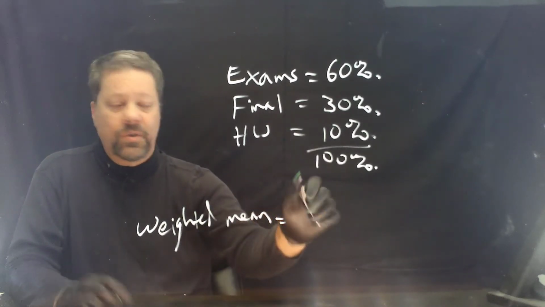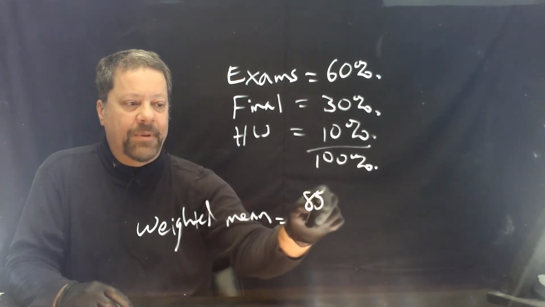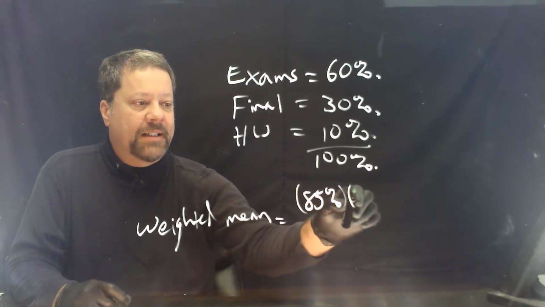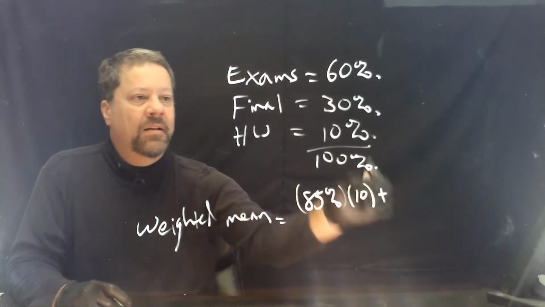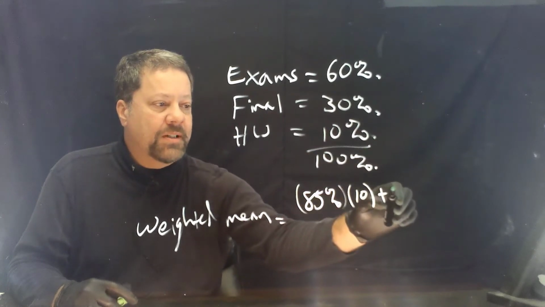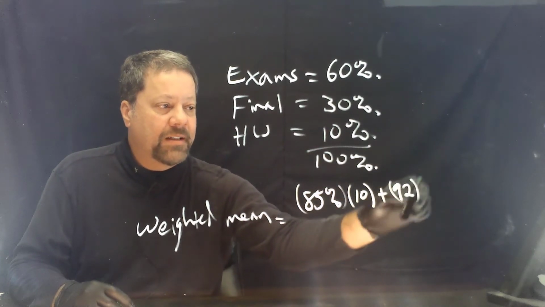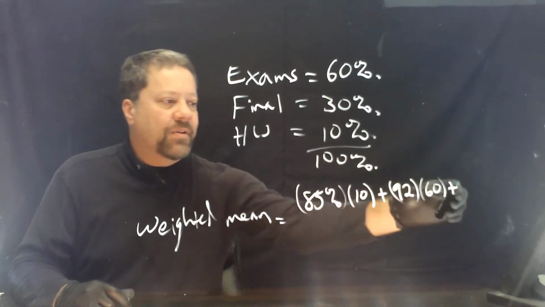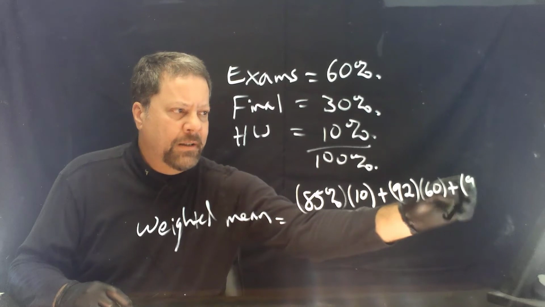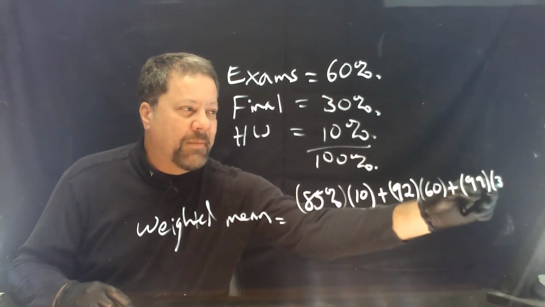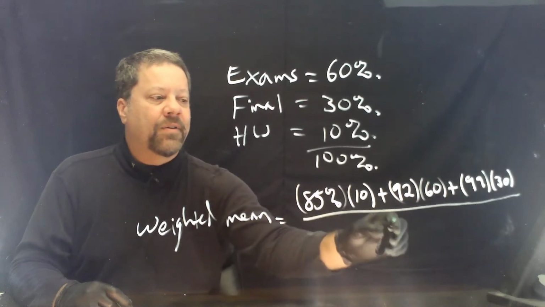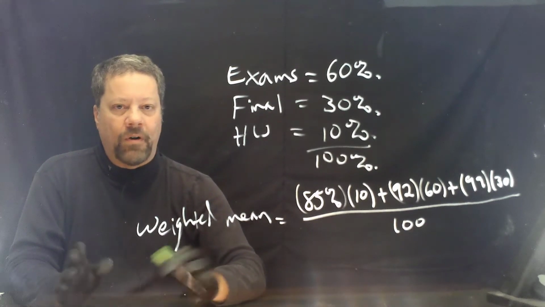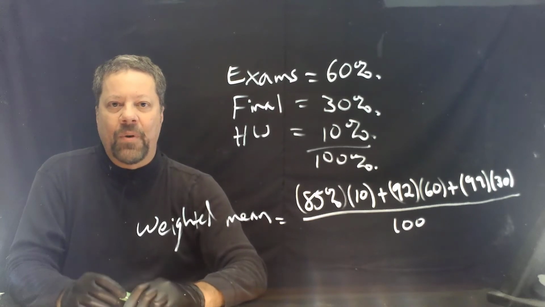I'll take your homework score. Let's suppose your homework score is 85%. I'll multiply that by 10. Your exam scores, let's suppose your exam scores are 92%, and I'll multiply that by 60. Your final score, let's suppose you get 99% on that. I'll multiply that by 30, and I'll divide the whole thing by 100, and that will give me your final overall weighted average for the course.